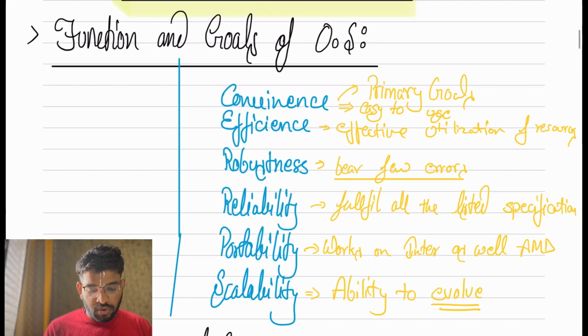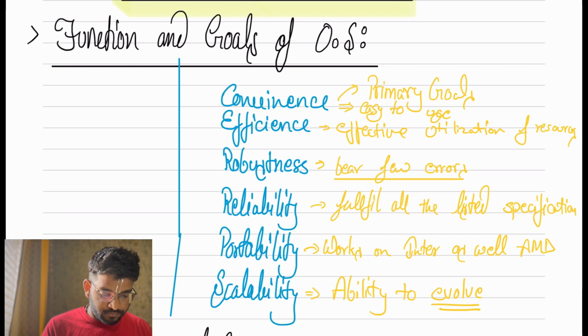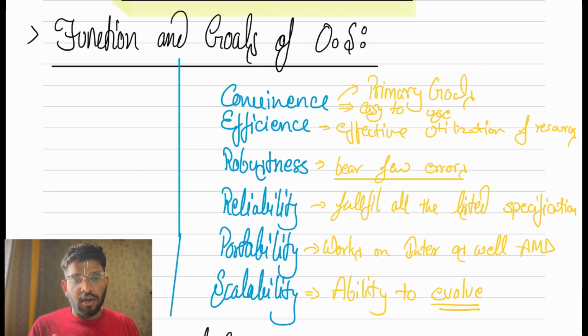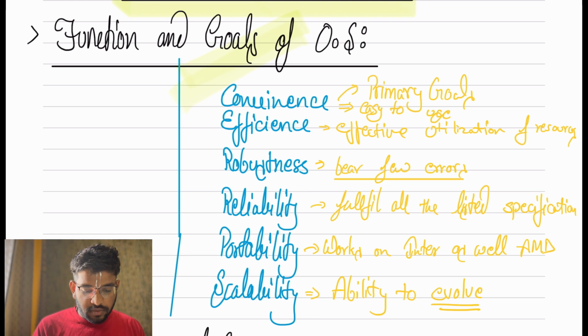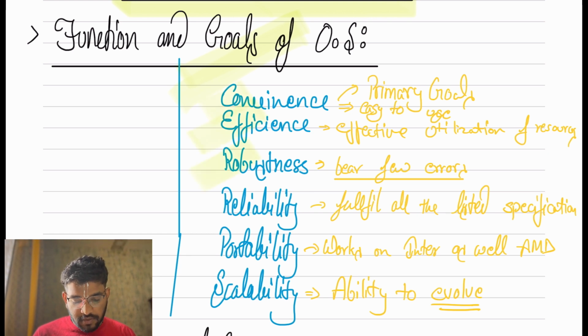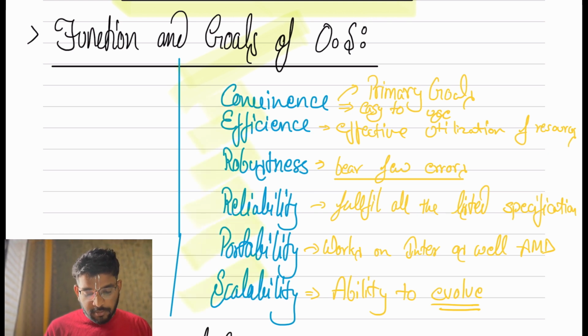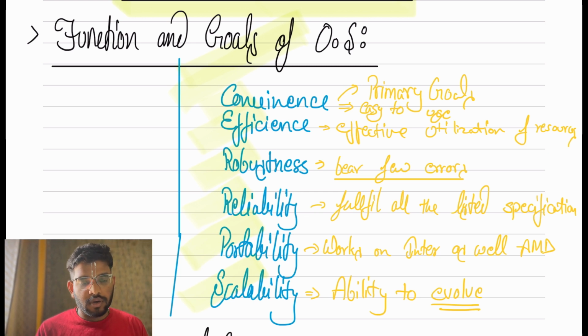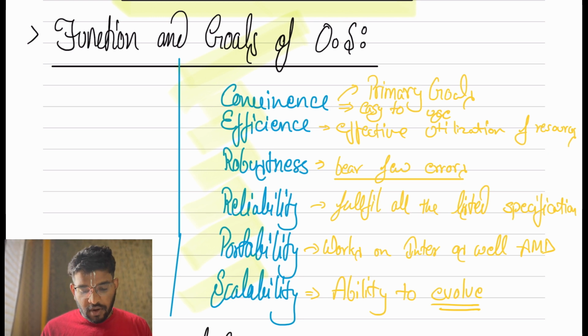So the functions we have already discussed. Functions include memory management, process management, I/O management, file management, and so on. The goals and objectives are convenience, efficiency, robustness, reliability, portability, scalability, and many more. The primary goals are convenience and efficiency for the computers that we use. Convenience refers to being easy to use, like our system needs to be easy to use.